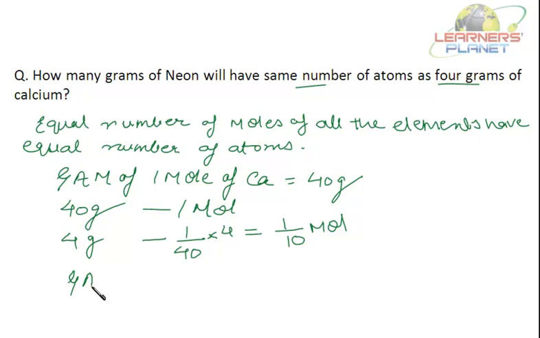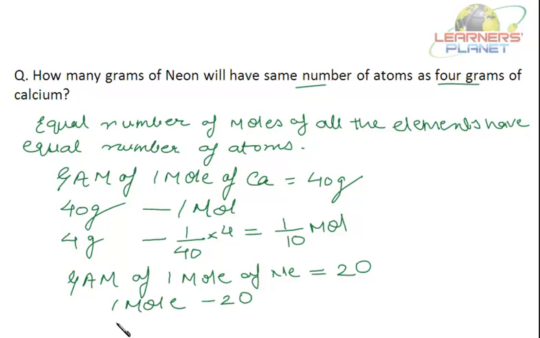Now the gram atomic mass of 1 mole of neon is equal to 20. Right? So that is 1 mole. The gram atomic mass is 20. So for 1 by 10 mole, the gram atomic mass will be 2. So what will be our answer? 2 grams of neon will have the same number of atoms as 4 grams of calcium. So remember this statement: equal number of moles of all the elements contain equal number of atoms. And then you can solve this question.